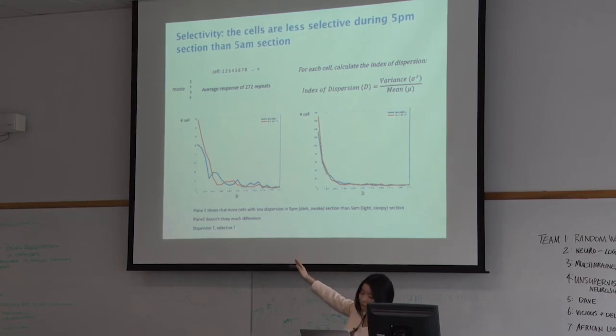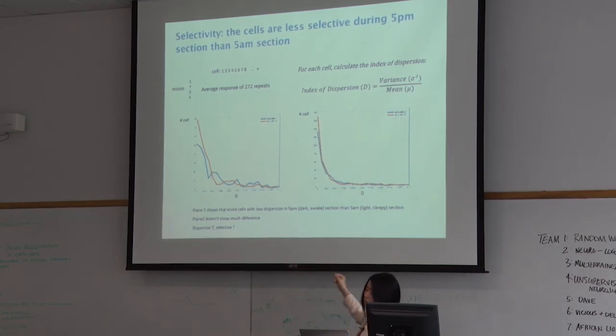On the left side is plan one, and on the right side is plan two. As we can see in plan one, for the index of dispersion at 5 p.m., more neurons react close to zero and fewer at the larger index of dispersion, which means that the mice at 5 p.m. are less selective than the ones at 5 a.m., which is consistent with our hypothesis.